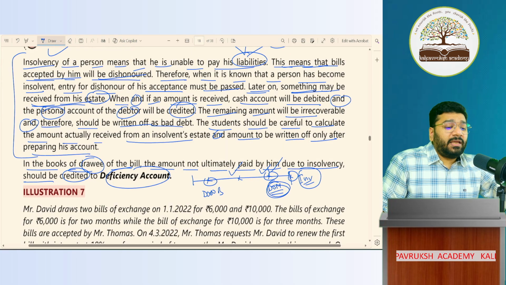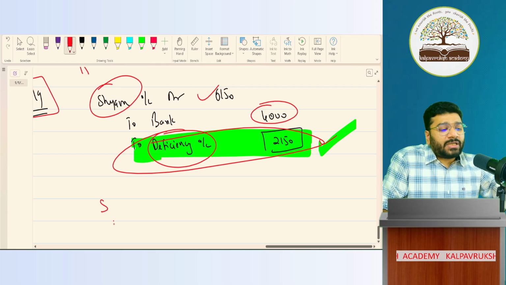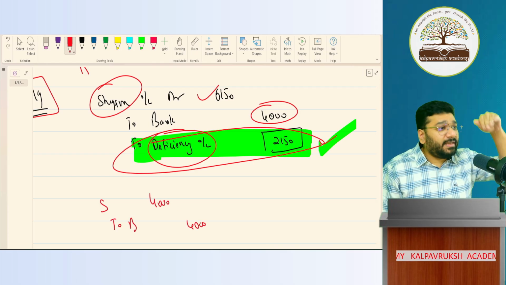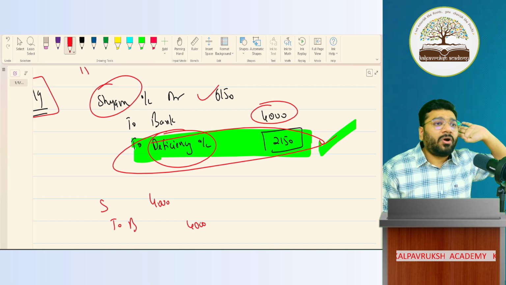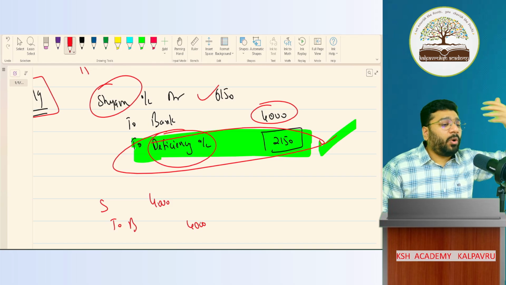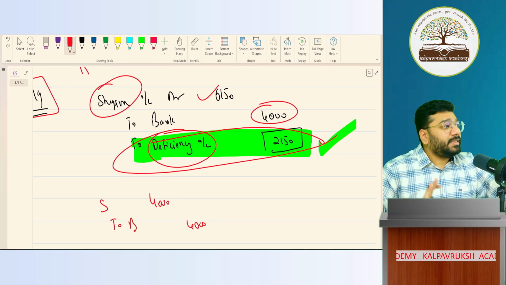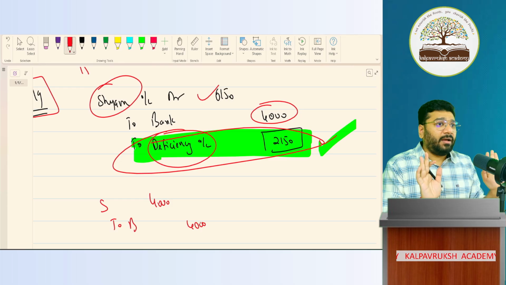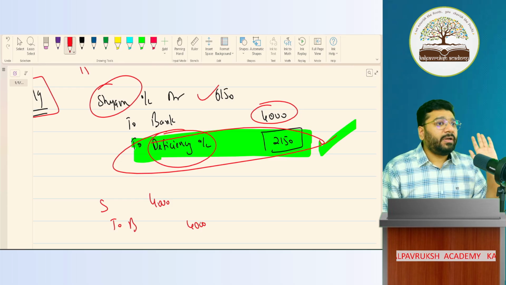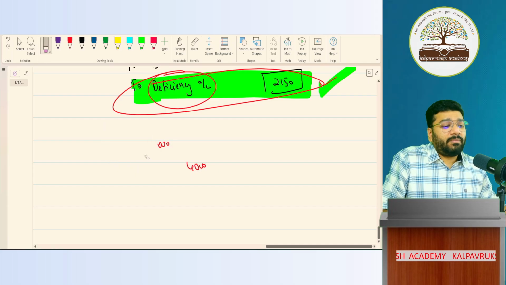Now the question is, sir, he's not insolvent, sir. Only 4,000 paid. Then what entry will come? Shyam account debit to bank 4,000. Upon a balance of 2,150, we're still expecting to receive in future. Got it? Not got it? Now the question is, sir, what if he's not paying the money? He's still solvent. He's not paying the money. He's not insolvent, he's solvent only. Then what entry will come? No, it's not bad debt.